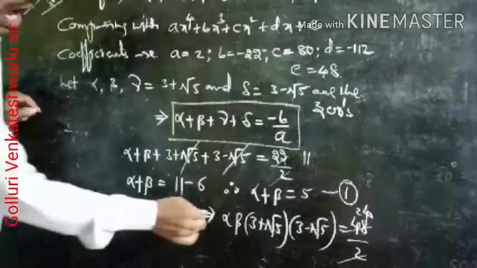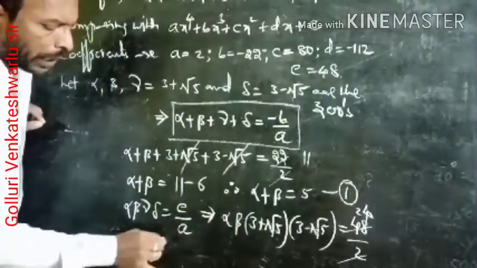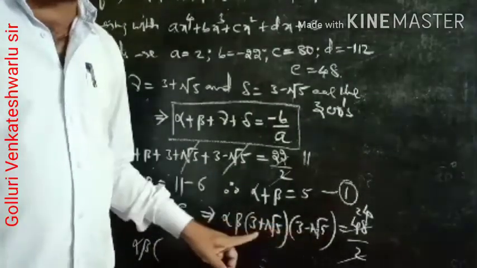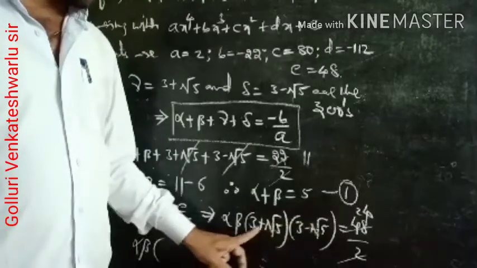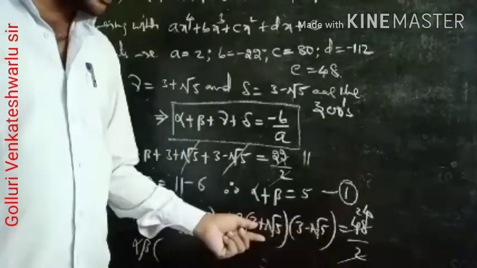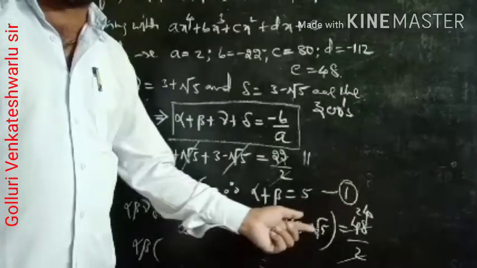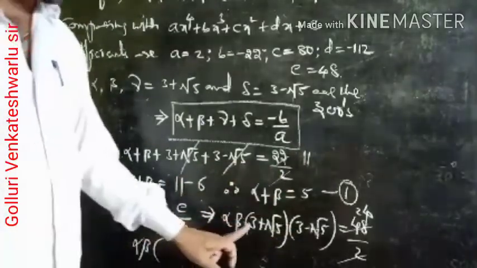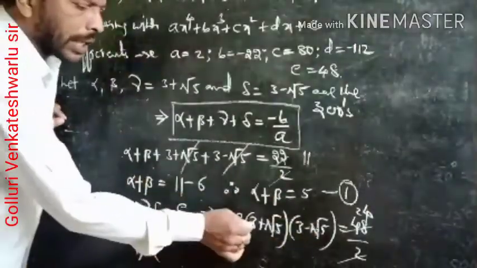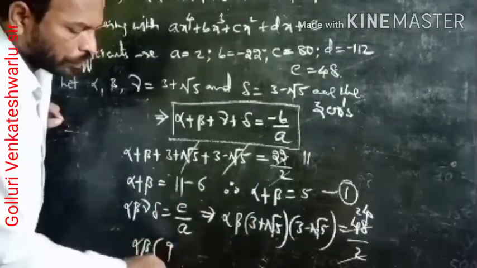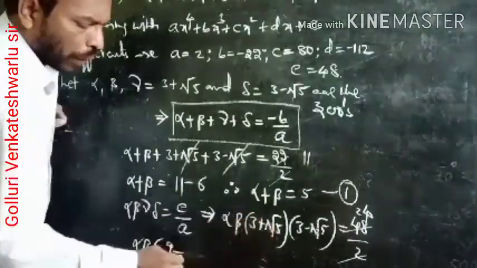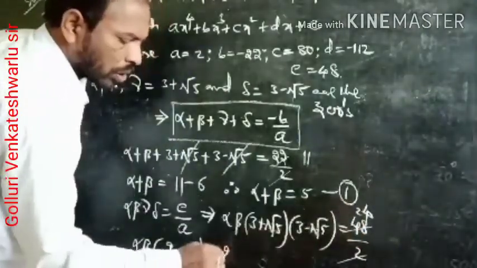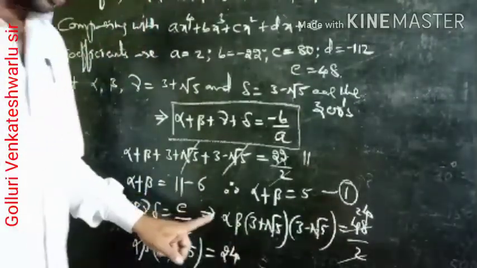Therefore, look here, alpha beta into the product of these two terms, which is in the form of a plus b into a minus b, binomial terms. So a plus b into a minus b is in the form of a square minus b square. So here a square means 3 square, value 9, minus b square, root 5 square, which is nothing but 5, which is equal to 24. Look here again, alpha beta.